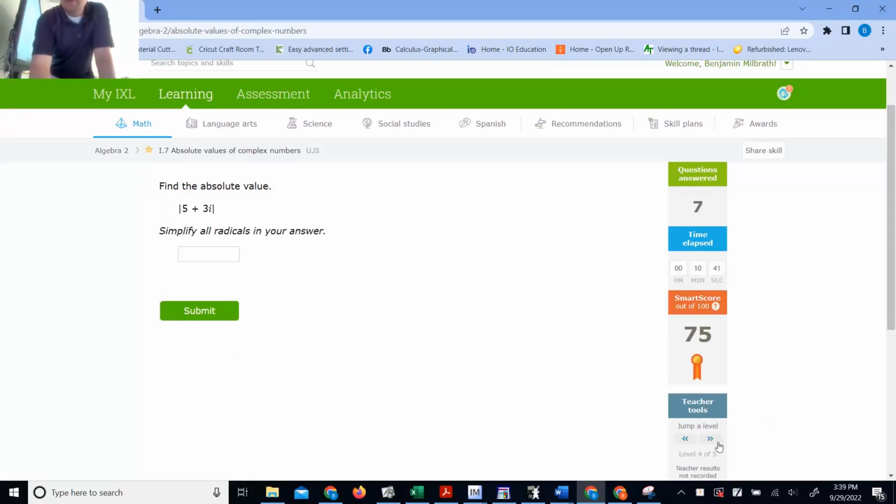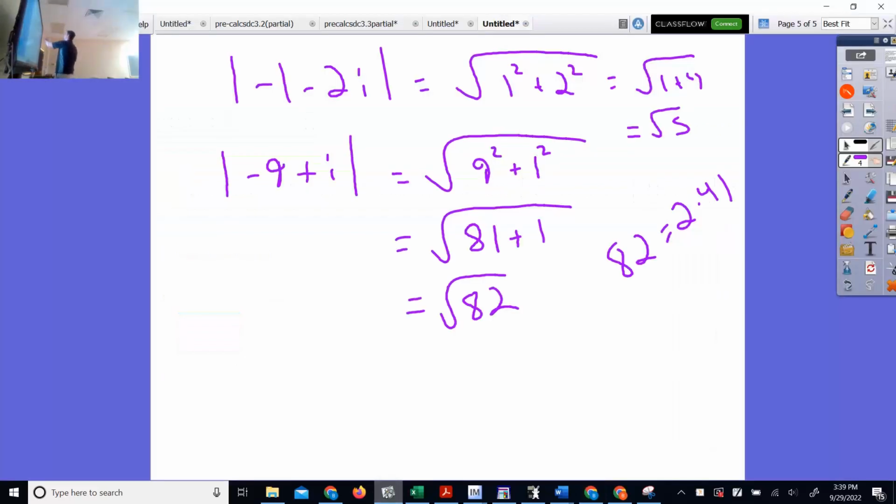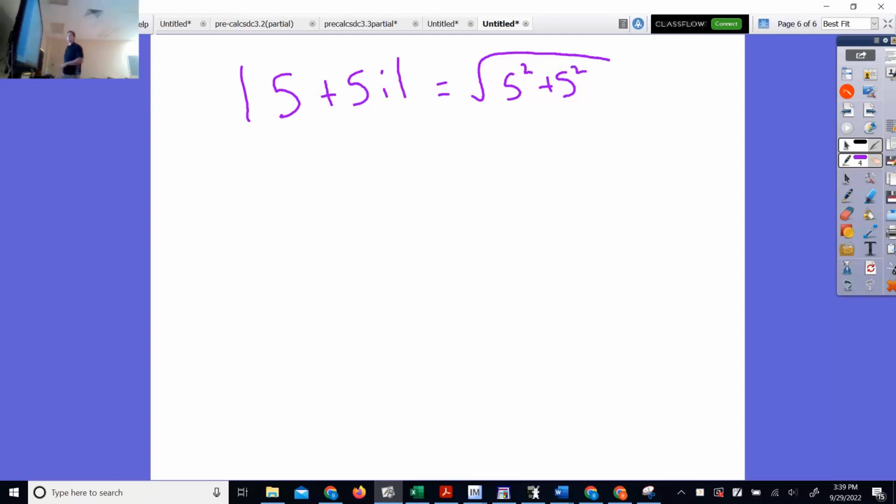And jump up, see if we can run across some that requires actual simplification. This one does. So good, I'm glad I saw it. The absolute value of 5 plus 5i. That's my goal. Remember, its magnitude, its absolute value, is going to be the square root of a, which is 5, plus b, which is technically 5, squared. So each of those can give me 25s. When I put them together, I'm going to get a 50.